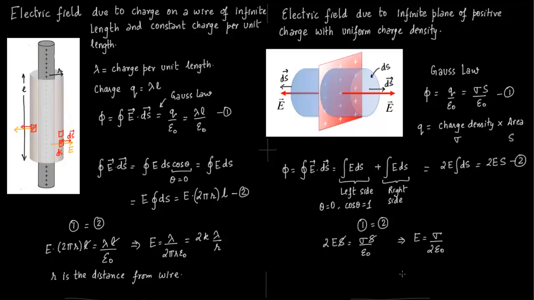Notice that in the case of the cylinder we computed the entire surface area, and in this case also we could have just taken the entire surface area. The entire surface area again would have been 2S, the surface area of the left side plus the surface area of the right side, and we could have just computed again the same electric field, E equals sigma over 2 epsilon 0.